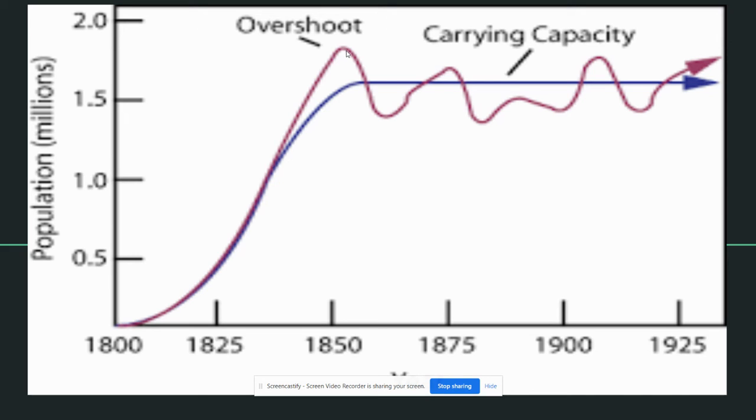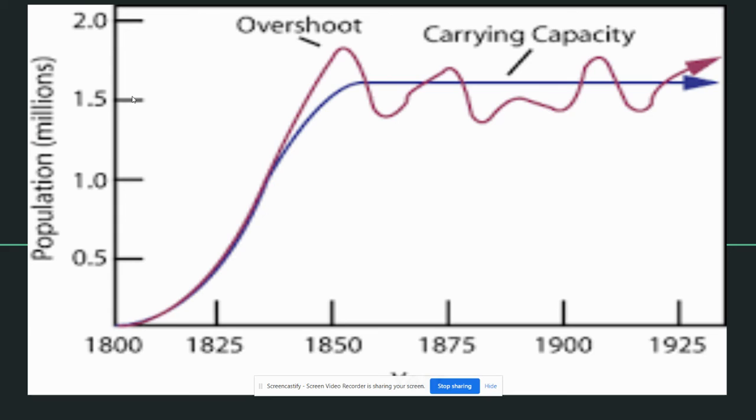But then the limiting factors are going to come into play, and it's going to fluctuate, and it's going to stay within a certain number, and that maximum number is called our carrying capacity. So our carrying capacity in this graph is going to be 1.5 million people. Let's just pretend it's people. It doesn't tell us which animal we're dealing with, so let's use people.